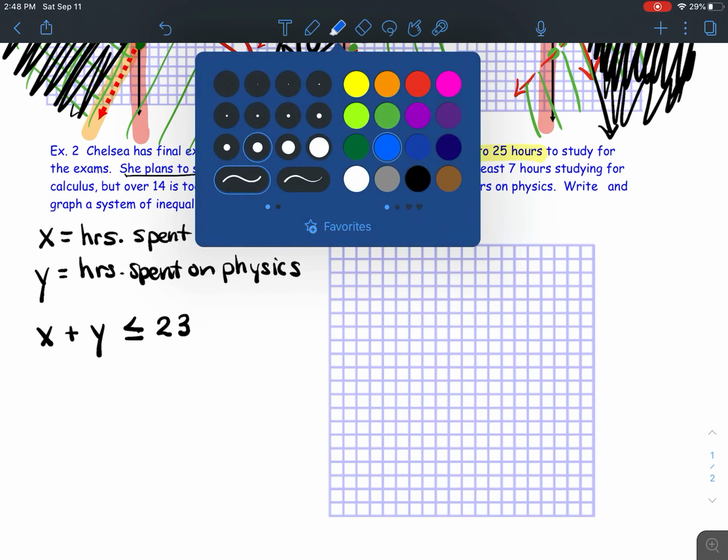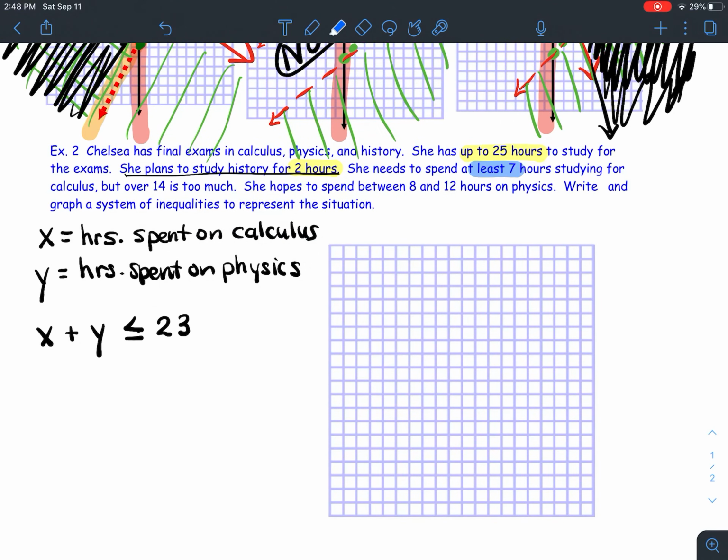We're exclusively talking about calculus here. She wants to spend at least 7 hours studying for calculus, but not over 14. Now remember, calculus is the X variable. So what I'm going to do is sandwich an X variable in between what looks like 2 less than symbols, but really this one is acting as a greater than symbol. And I want to put numbers on each end here. Basically, if she wants to study at least 7, that means she's going to do greater than or equal to 7, but she doesn't want to go over 14, so I want to keep it less than or equal to 14. Okay, so there's another one.